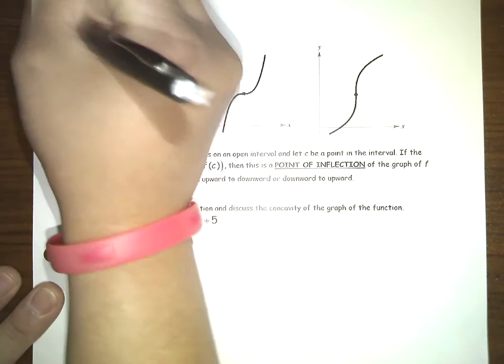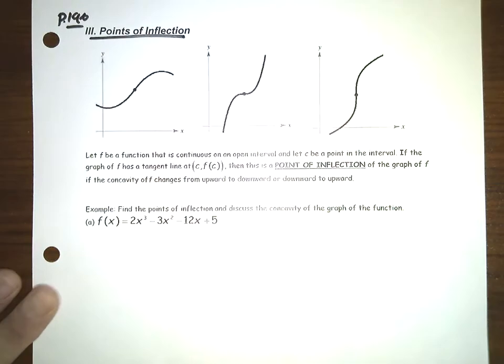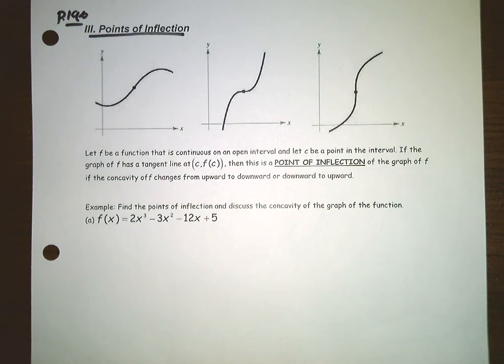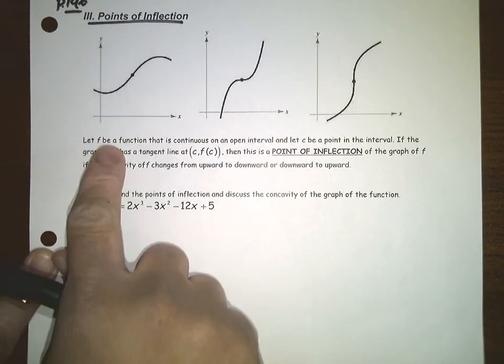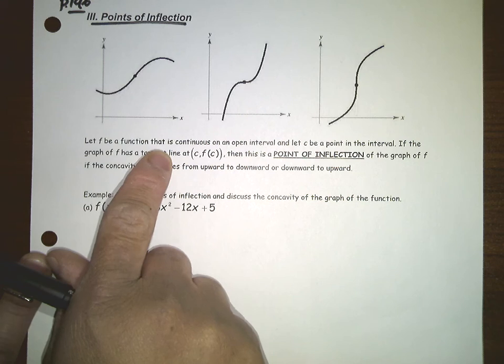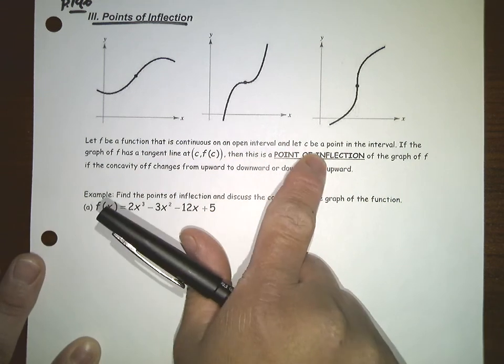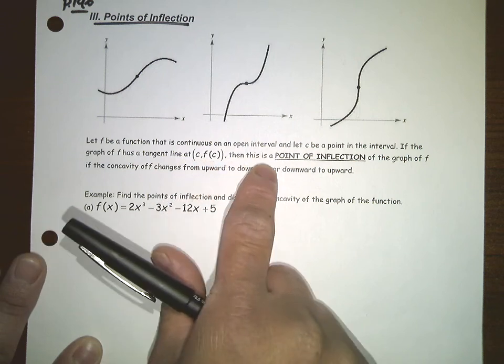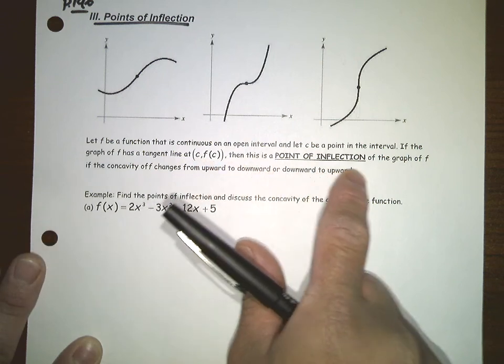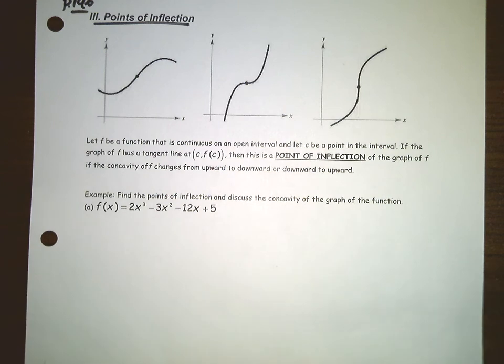Here we go. So page 196, points of inflection. You can see here that this will follow our discussion from the other day. Here you have a definition. Let f be a function that is continuous on an open interval, and let c be a point in the interval. If the graph of f has a tangent line at (c, f of c), then this is a point of inflection of the graph of f if the concavity of f changes from upward to downward or downward to upward. Okay.